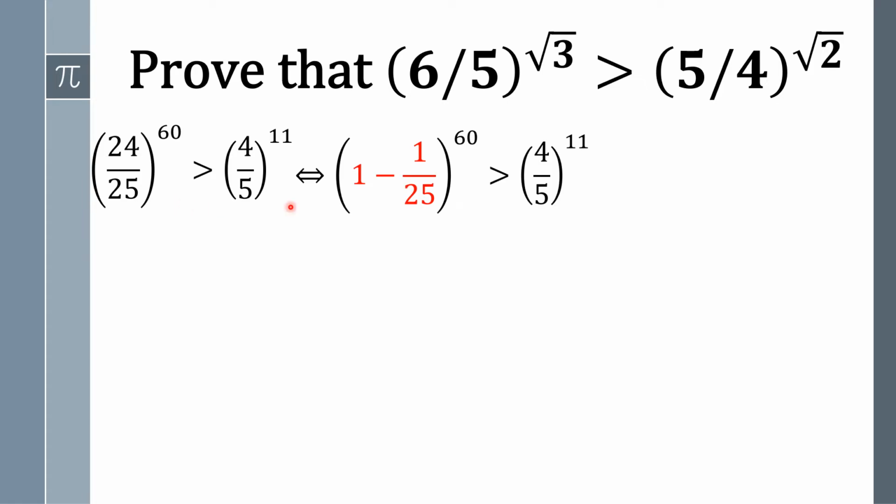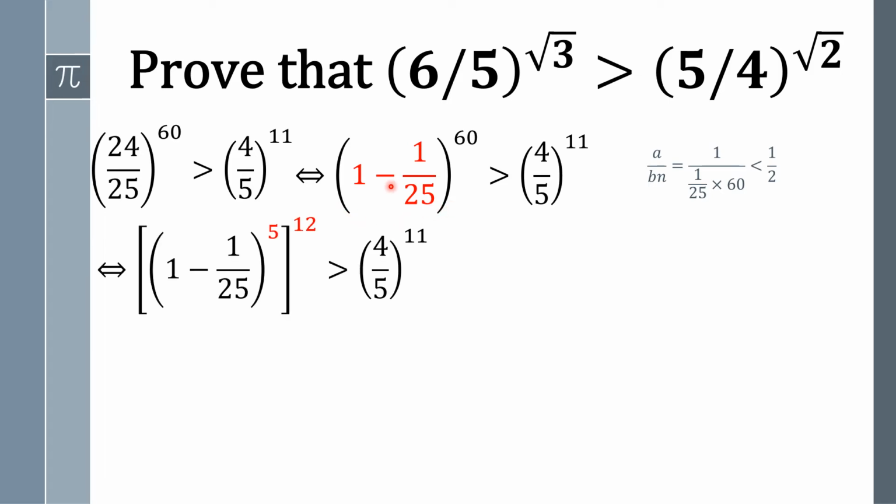24/25 can be written as 1 minus 1/25. And now we need to estimate the value on the left side. If we take the 60th power, then we will find out the a over bn is less than 1/2, which is too small. That means we cannot use the binomial expansion directly. Instead, we write 60 as 5 times 12.